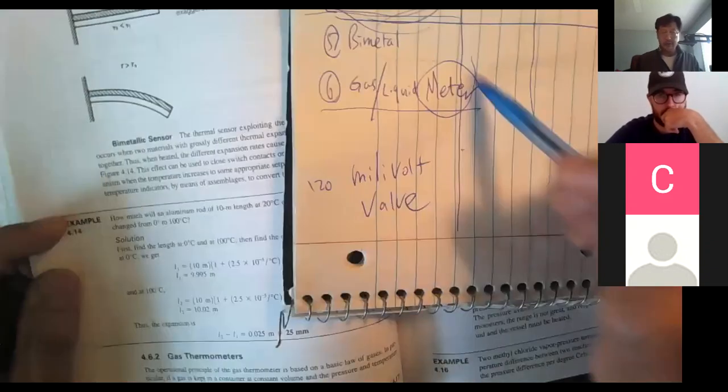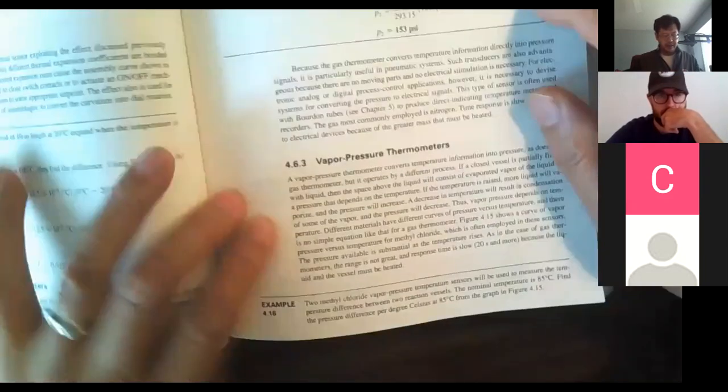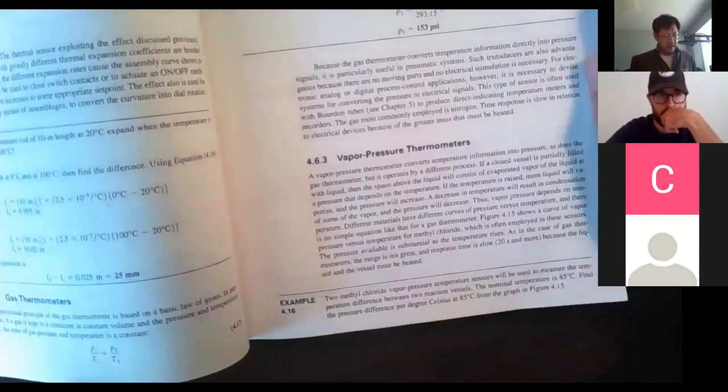The last type will be the meter. The meter is also older. That's probably the oldest. The meter can be either vapor, can be gas, can be liquid.